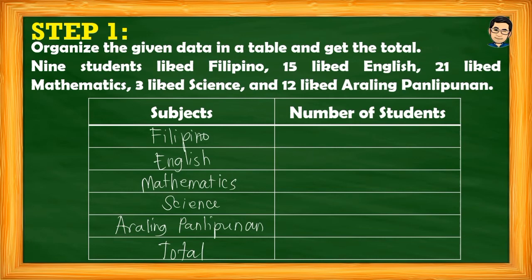So, ilan ang pumili ng Filipino? 9. English naman, 15. Math, 21. Science, 3. And then 12 for Araling Panlipunan. And then kapag inad natin yan, the answer will be 60. So, ibig sabihin, there are 60 students na lumahok dun sa survey. So, 60 students ang kanilang tinanong kung ano yung kanilang paboritong subjects out of the 5 subjects given: Filipino, English, Math, Science, and Araling Panlipunan.